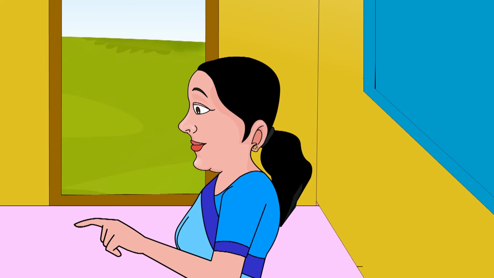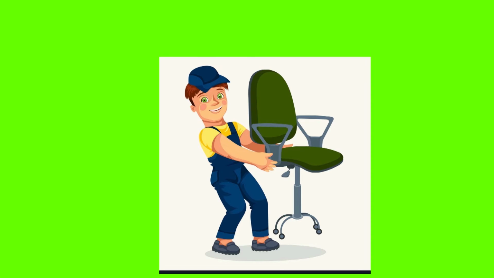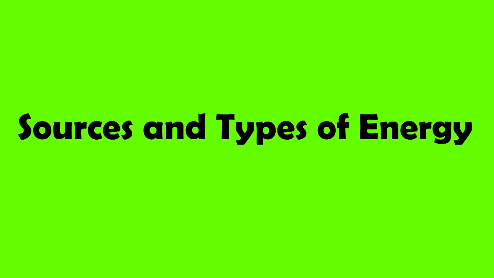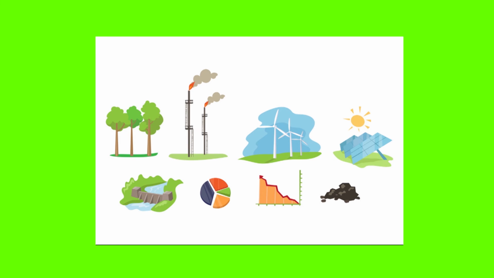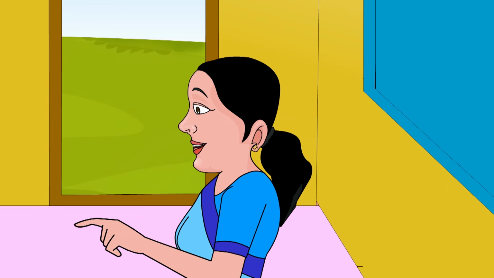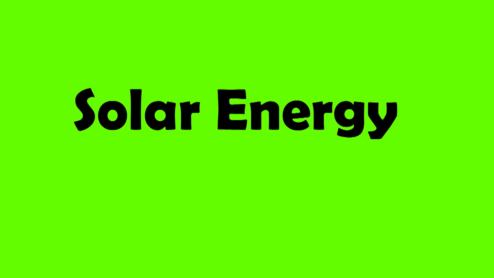Energy. We cannot do work or apply force without energy. Energy is capacity of a body to do work. A man can push open a door or carry heavy load from one place to another because of his muscular energy. Sources and types of energy. Some sources of energy are sun, wind, water, and fuels. The sun is the main source of energy on the earth. Let's study some different forms of energy.